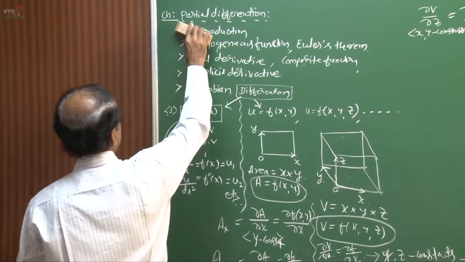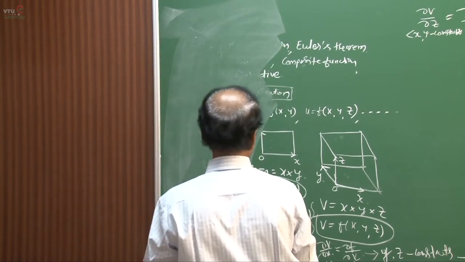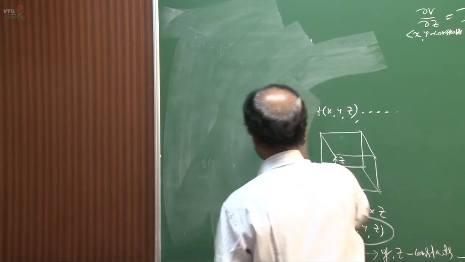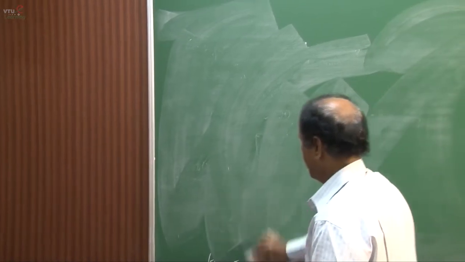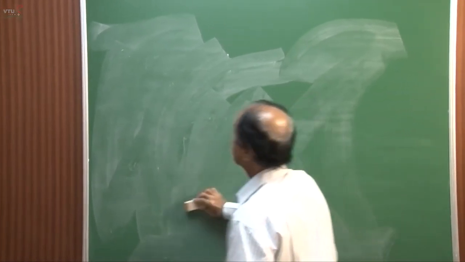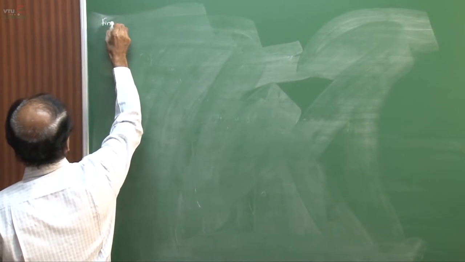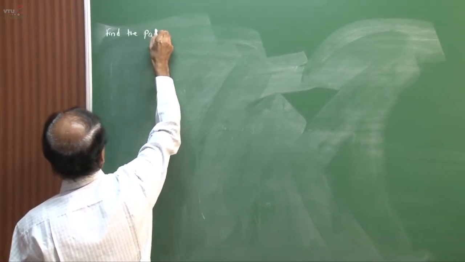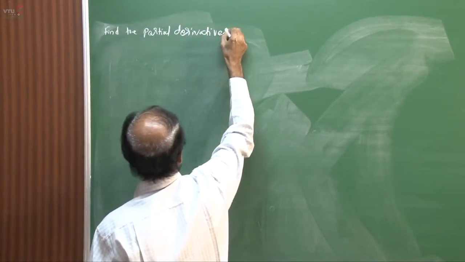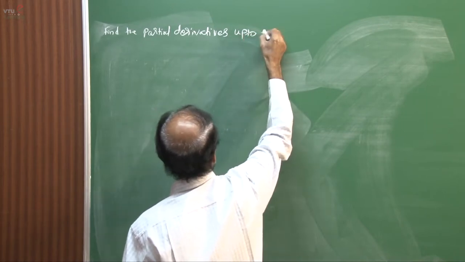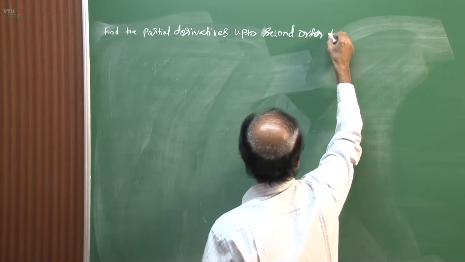Now, I shall start this first topic with some problems. I will take one or two simple examples, and then we will see how these examples can be solved. Find the partial derivatives up to second order for the following.